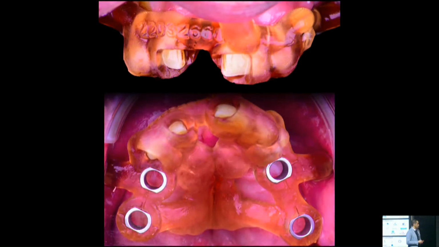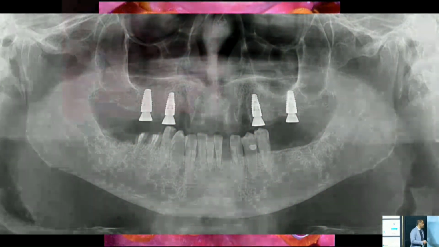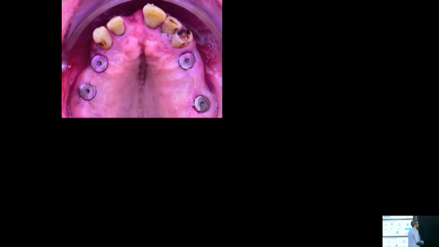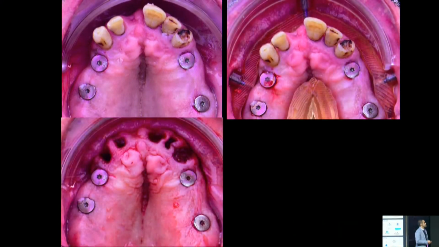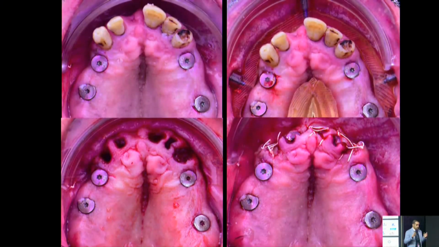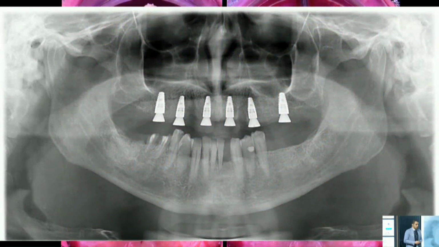Then we take the patient to surgery and place the posterior implants. Next, we go ahead and place our base guide, do the bone reduction, extract, and place the anterior implants. Now, in this case, we decided to immediately load using the temporary we already fabricated because we already fulfilled all the criteria for immediate loading.